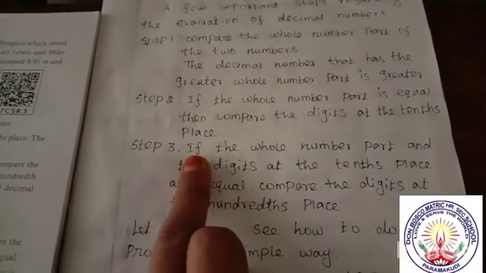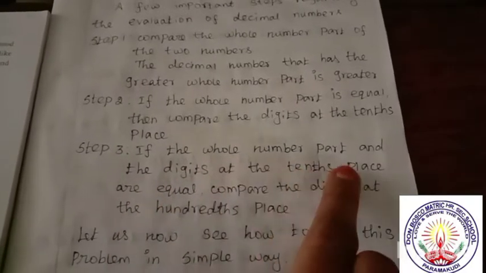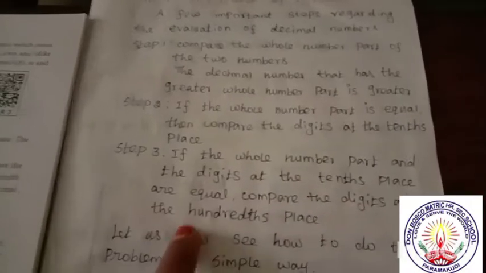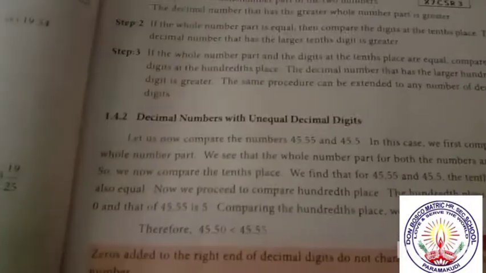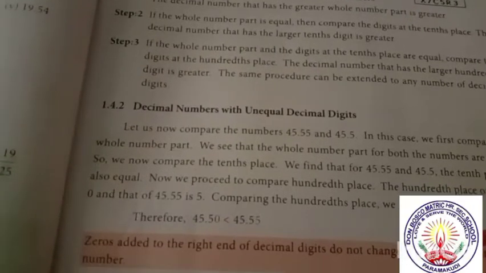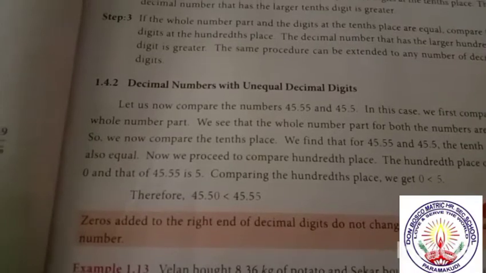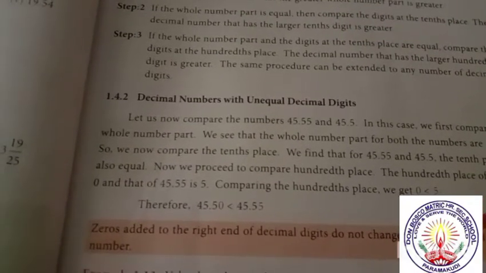Third step, if the whole number part and the digits at the tens place are equal, compare the digits at the hundreds place. Okay, let us now see how to do this problem in simple way. Compare the numbers 45.55 and 45.5.